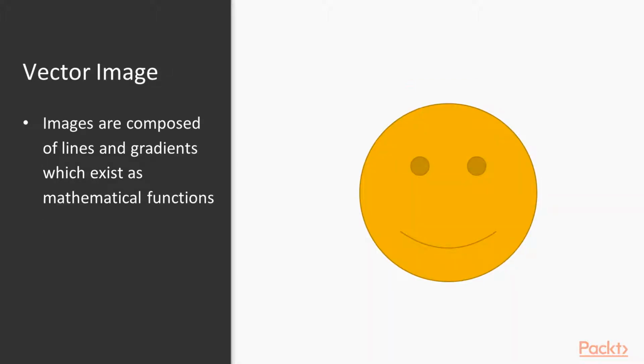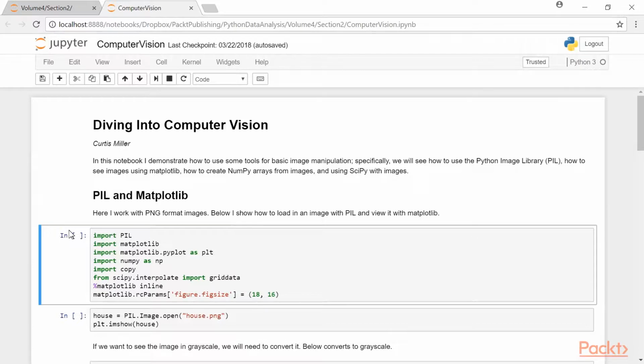Vector images are less common in computer vision. An image in this case is a collection of mathematical formulas describing lines and color gradients. While resizing a raster image will reveal the pixel structure, resizing a vector image causes the lines to be rendered on a different scale. Vector images are stored in files such as SVG files. We will not discuss vector images in these videos. That said, converting a vector image to a raster image is simple. Let's now move on to the notebook demonstration.